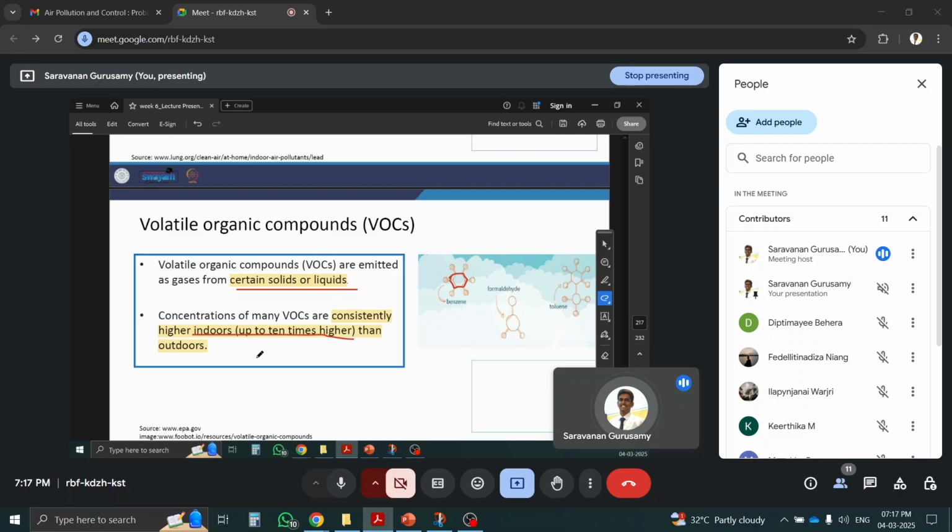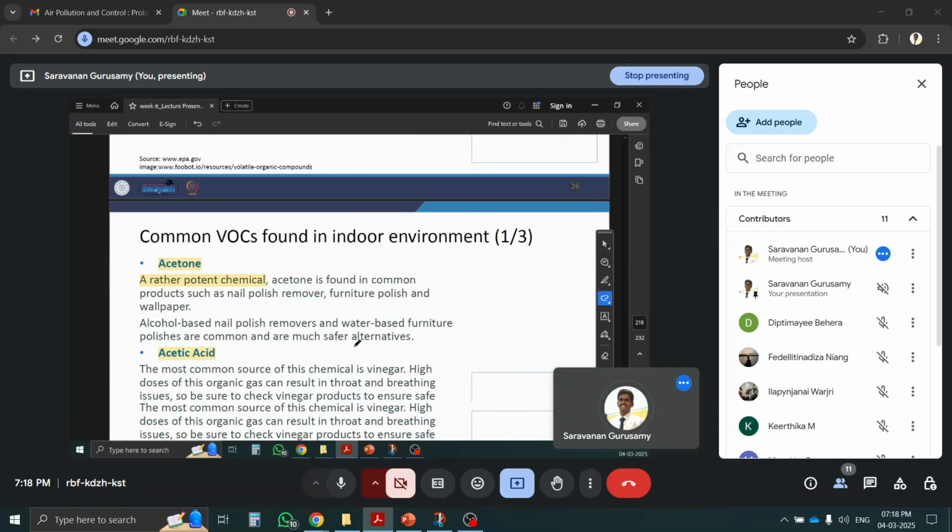So volatile organic compounds are emitted from certain solids and liquids and are constantly higher indoors, up to 10 times higher than outdoors. So VOCs are 10 times higher than outdoors. That is an important number you have to note down.